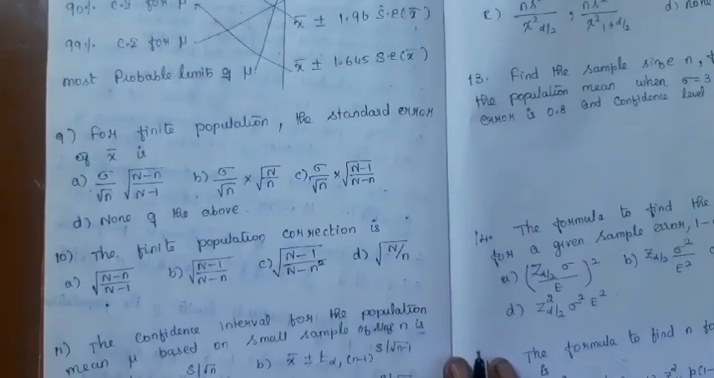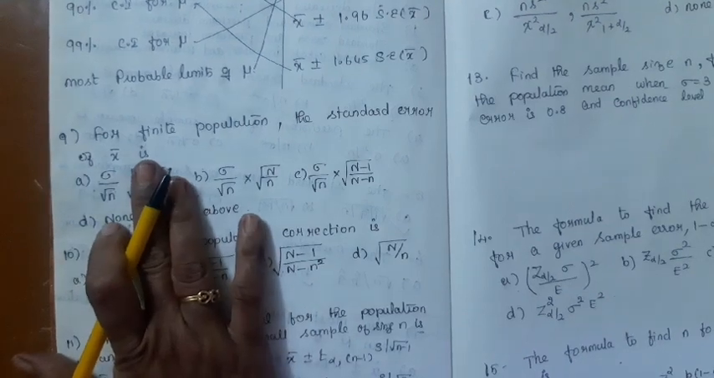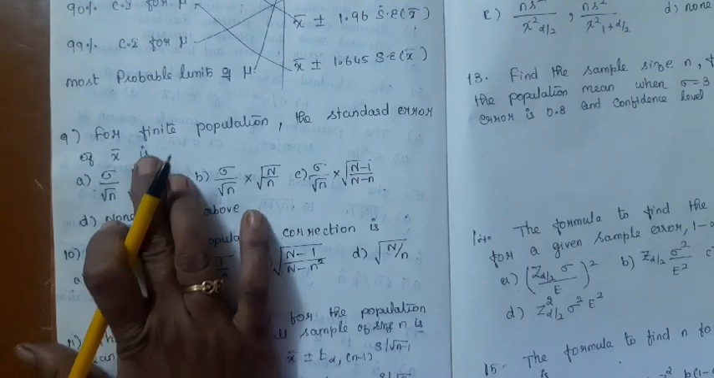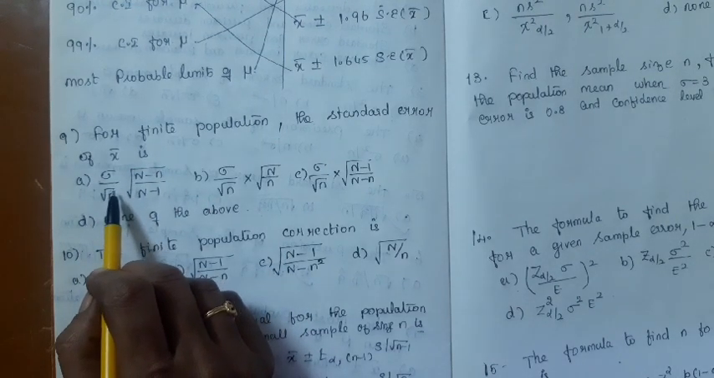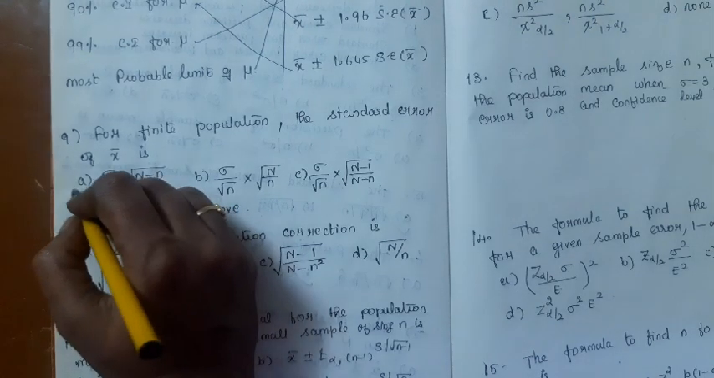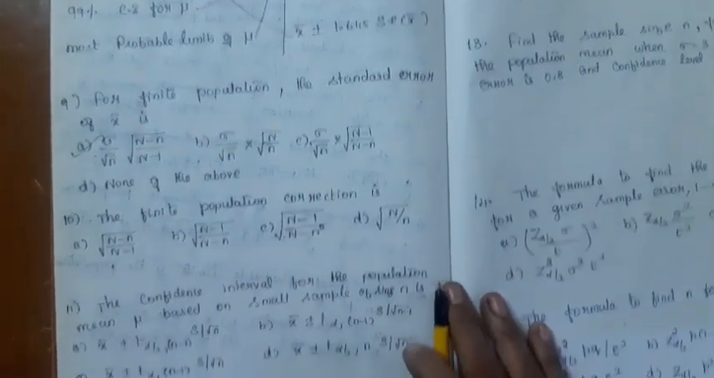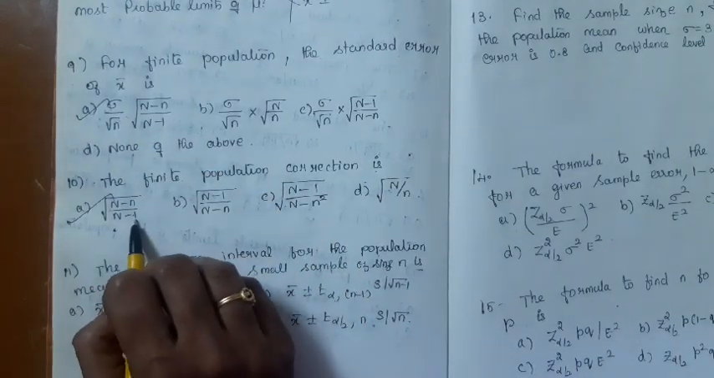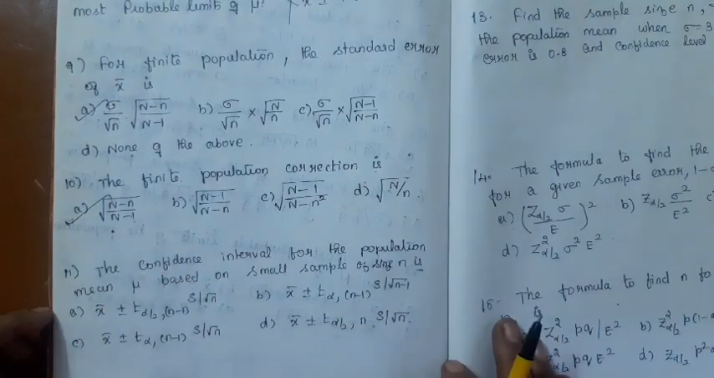Okay. For finite population, the standard error is, see actually the standard error for x bar is sigma by square root of n. But for finite population, it is sigma by square root of n into this factor, which is called finite population correction. So what is finite population correction? For a finite population, you should multiply this with root of (N minus n) by (N minus 1), which is called finite population correction. Okay.